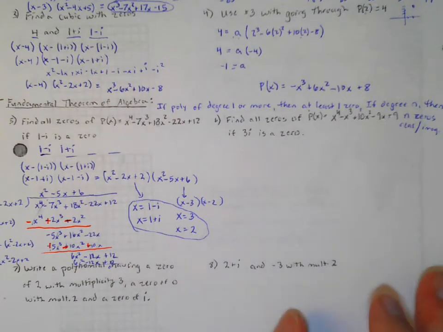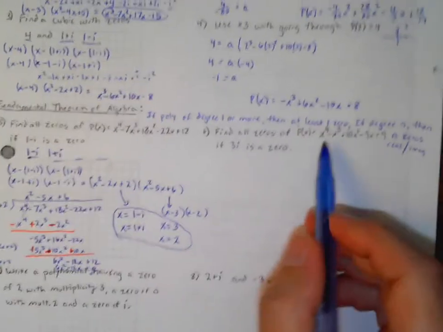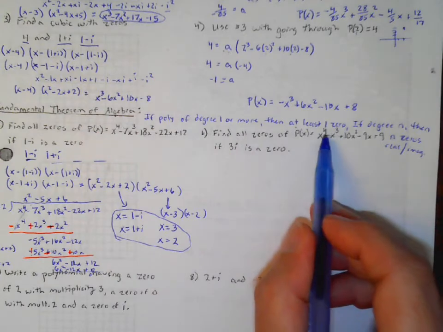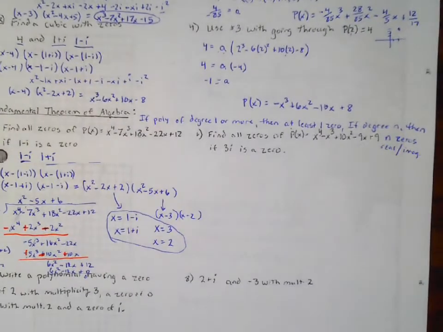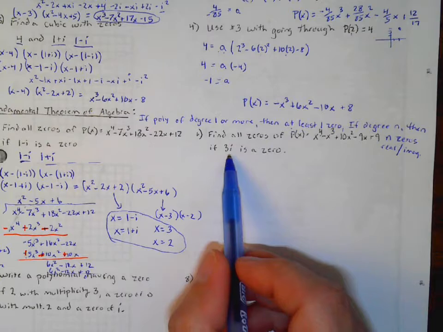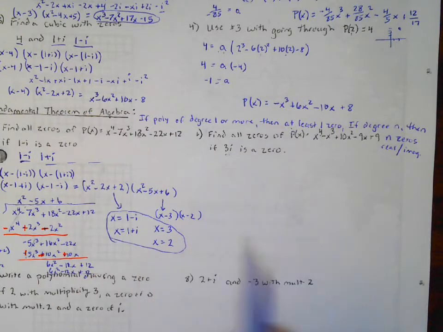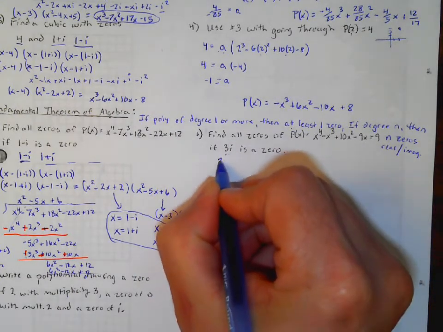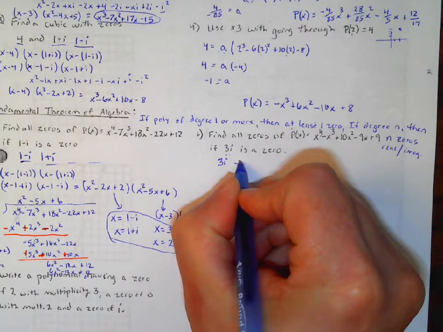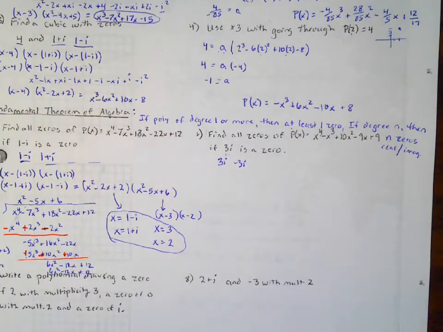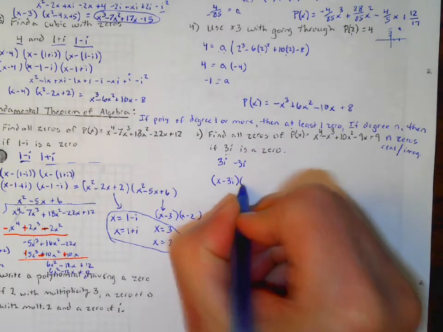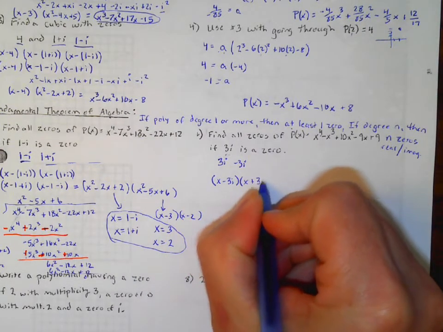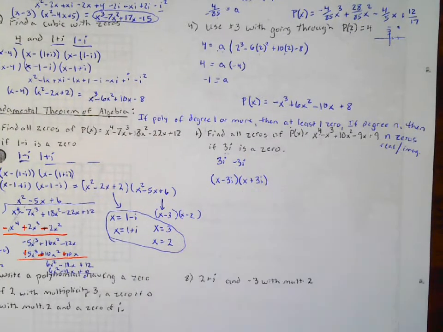Okay, so we'll try another one here. Find all the zeros for this one. So it's x to the 4th, so once again, there should be 4 answers to it. This is going to be a little bit easier because it's just a single term here. But anyway, if 3i is a solution, I also know that negative 3i is also going to be a solution. So my factors would be x minus 3i and x plus 3i.